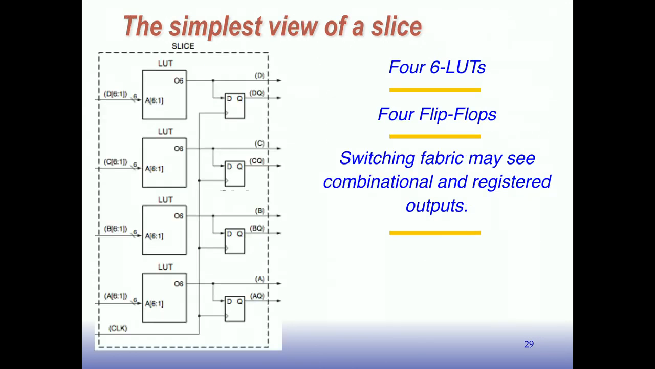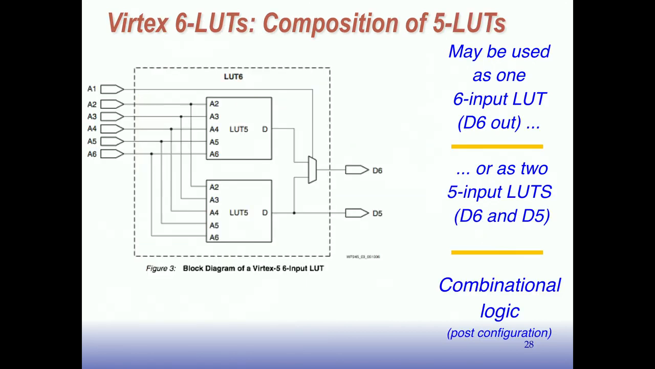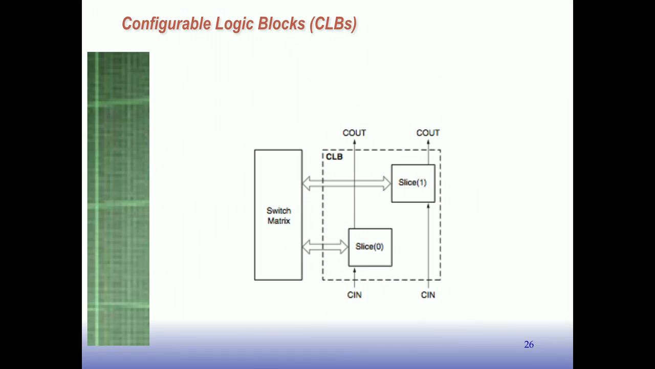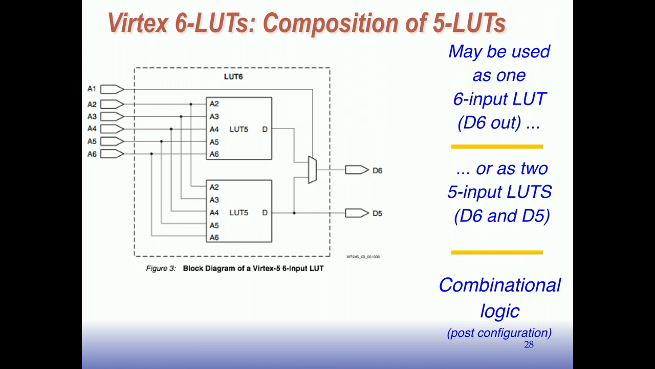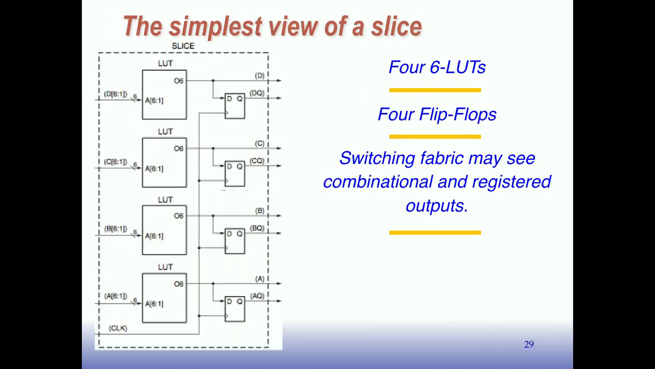These 6-LUT, 5-LUT combinations are combined to make a slice. So 4 6-LUTs are put together with 4 flip-flops. There's 1 flip-flop for every pair of 5-LUTs, or for every 6-LUT. And remember, we got 2 of these slices per CLB. So the CLB is much more complicated than I've been showing you, because it's 2 of these slices, and each slice has 4 flip-flops and 4 6-LUTs.